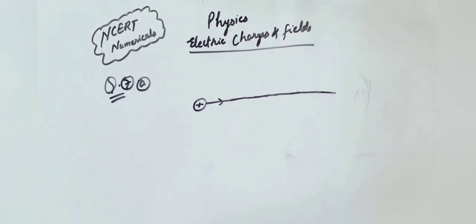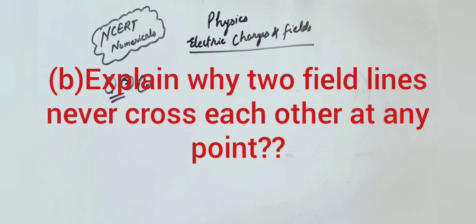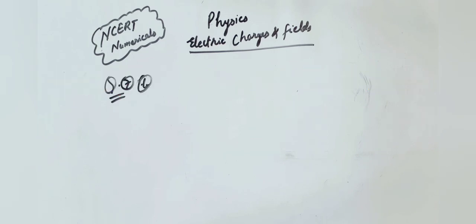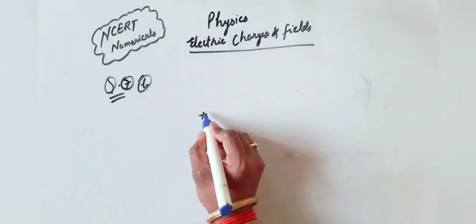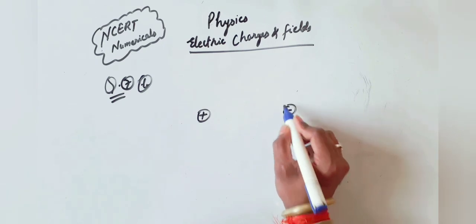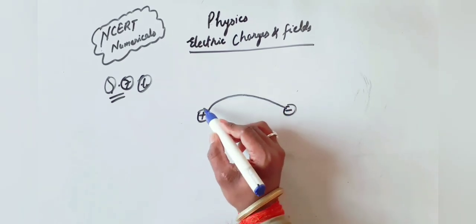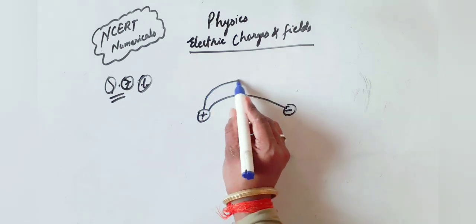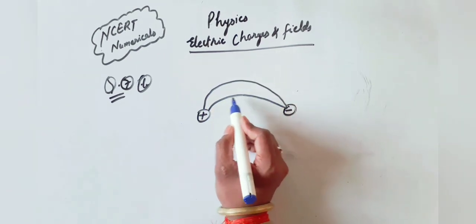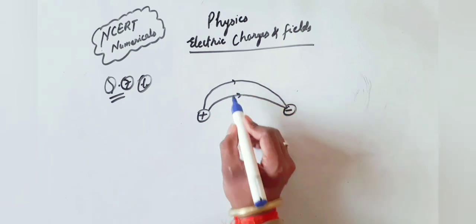In the second part, explain why two field lines never cross each other at any point. Here, as we know, the electric field line always emits from positive and ends on negative. Suppose this is another electric field line which emits from positive and ends on negative.